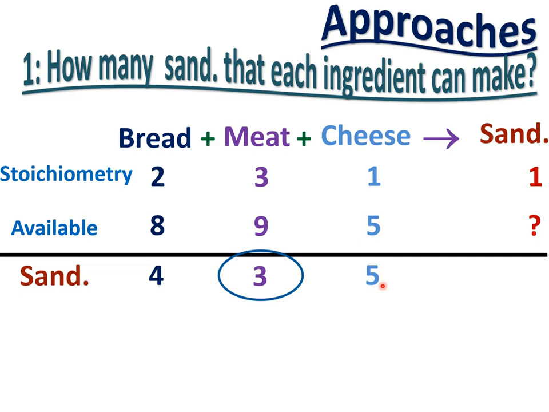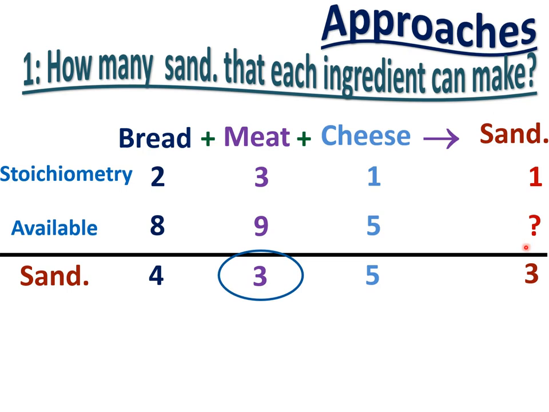So the limiting reactant appears here. The limiting. What does it mean? Limiting is the reactant or the ingredient that will limit the amount of the product. Limiting reactant or limiting ingredient.